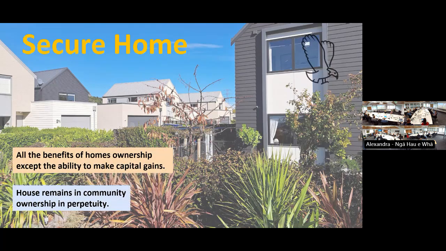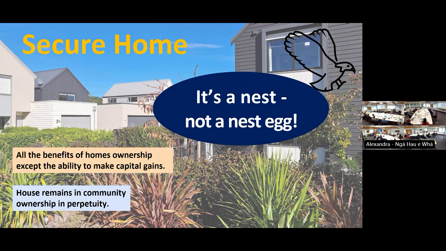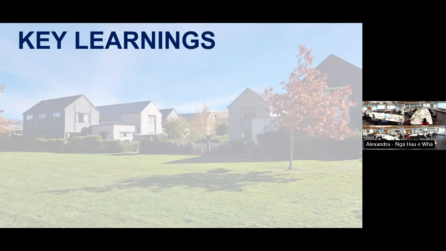We have a little catch cry because we do like to say that it's a nest, not a nest egg, because people will push back at us from time to time and say, well, these households aren't getting any capital gains, and how's that fair? And we say, look, that's not the purpose of what we've been set up to do. Our purpose is to give people affordability and security of tenure, but not necessarily set them up for their retirement life. And I think that's really critical.